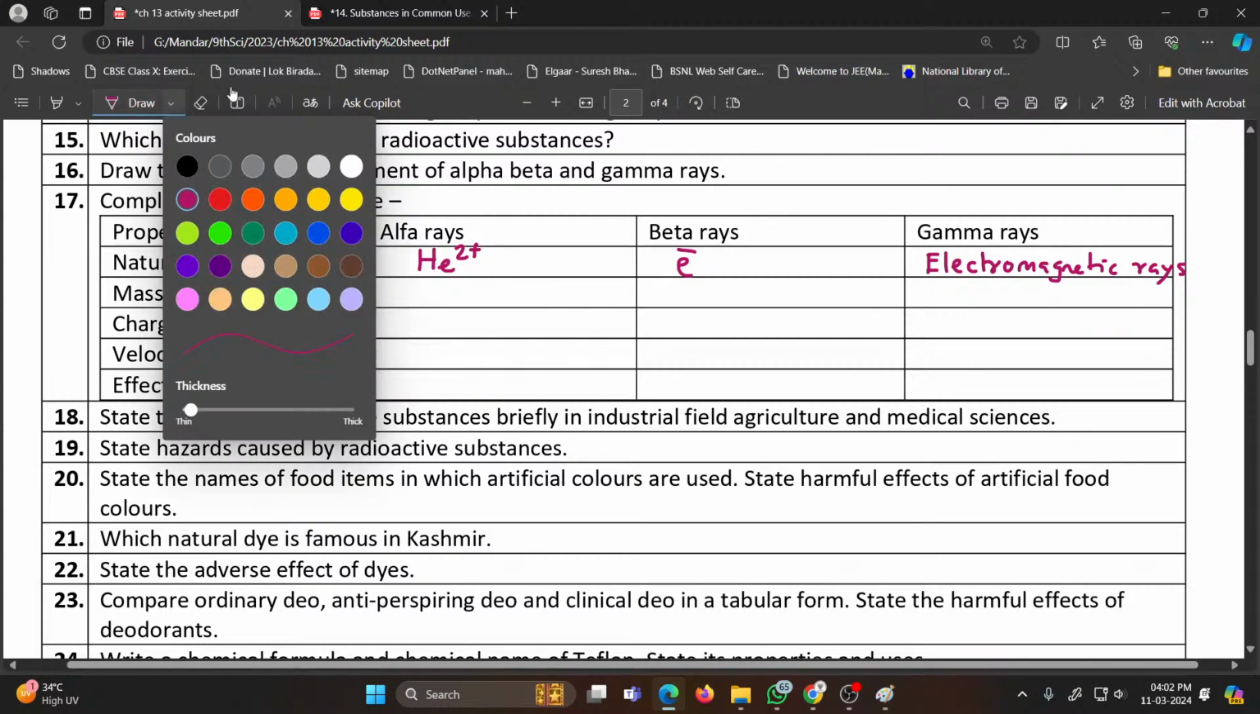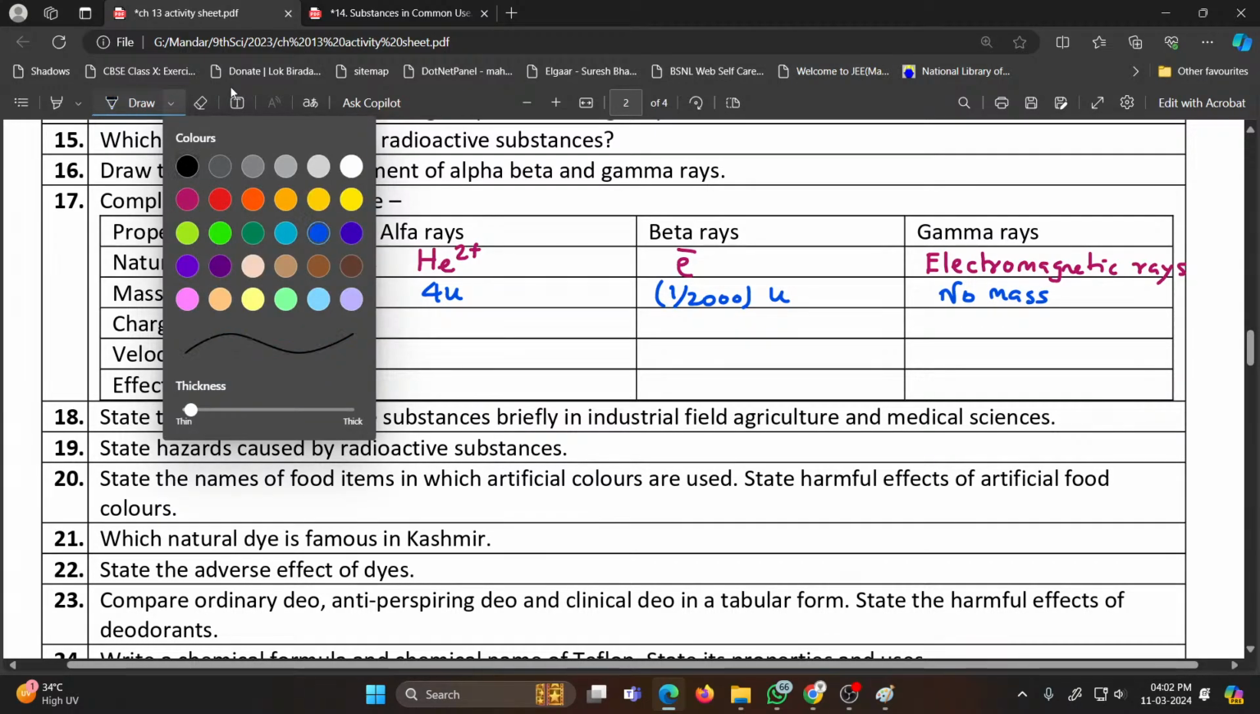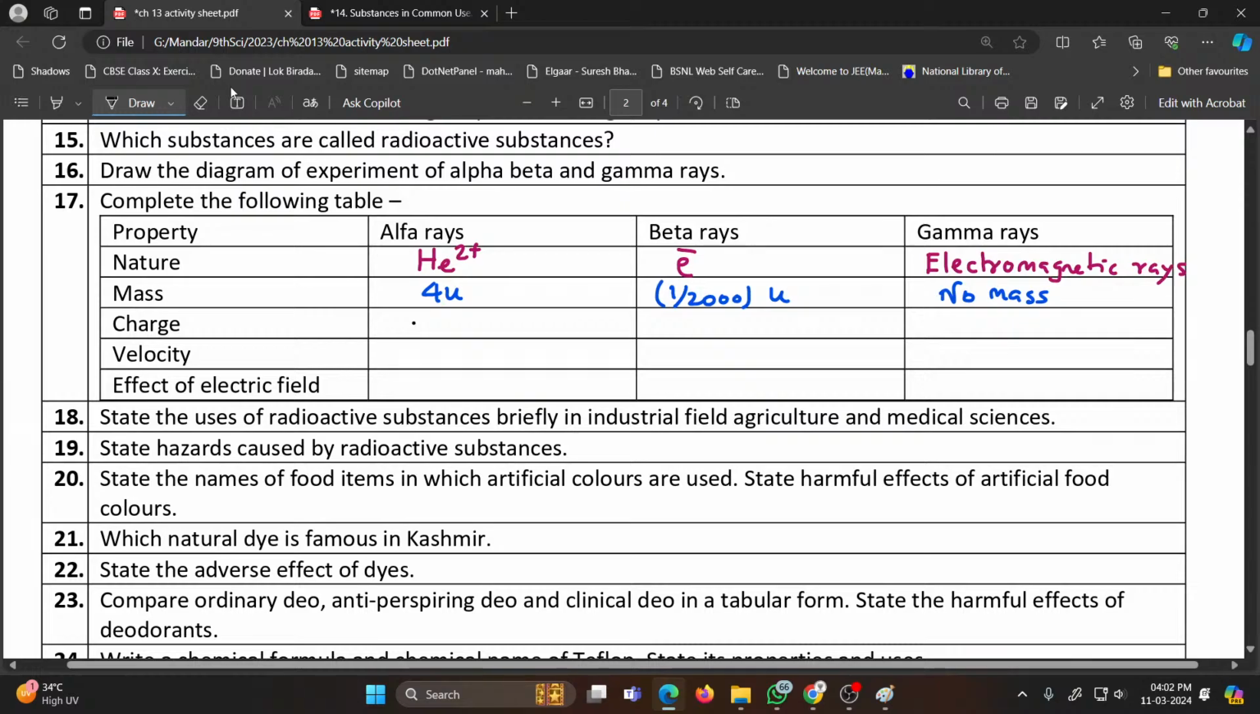Then if you talk about the mass, alpha rays have approximately 4 unified mass, beta rays 1 upon 2000 unit, that means negligible mass, and the gamma rays are massless, so we can say that they have no mass. Then charge: alpha rays have +2 charge, beta rays -1 charge, and for gamma there is no charge on these particles.